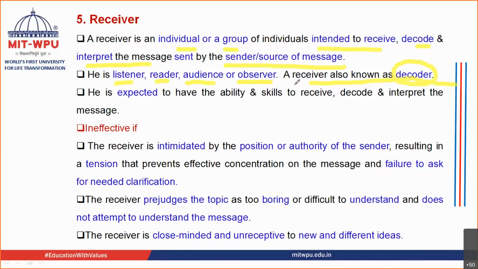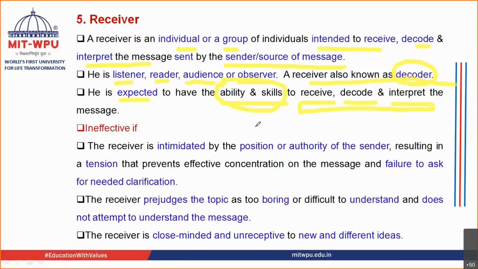So the receiver can also be known as a decoder, and we expect that this receiver has the ability and skill to receive, decode, and interpret the message. Only then are you going to communicate with him, because you know that this person has the ability of receiving, decoding, and interpreting. I am not going to play table tennis with a person who doesn't have knowledge of the sport, because he doesn't have the skill or ability to receive, decode, or interpret the message.